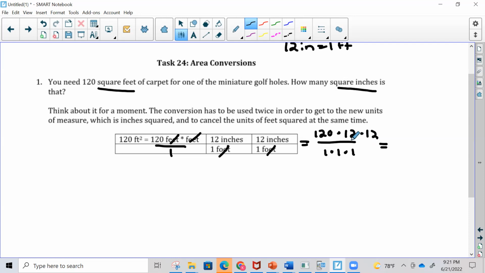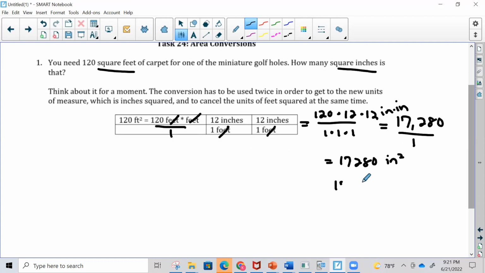So if you do that, the top would give us 17,280 over 1, which is just 17,280. Okay, and then the units we have are inches times inches, which is inches squared. And so there we found the number of square inches, and you can also write it square inches in words.